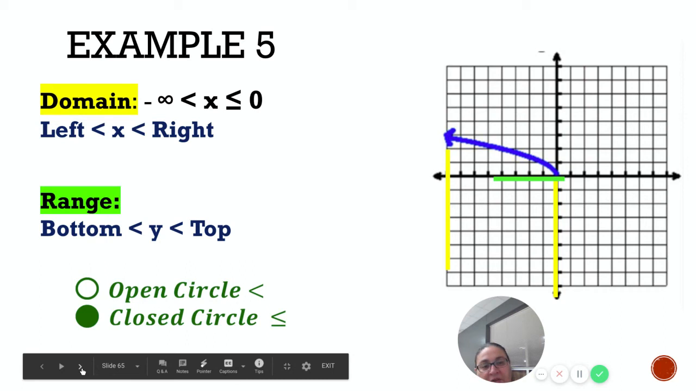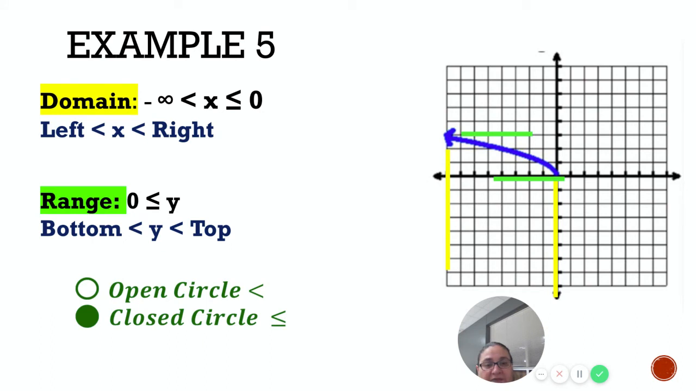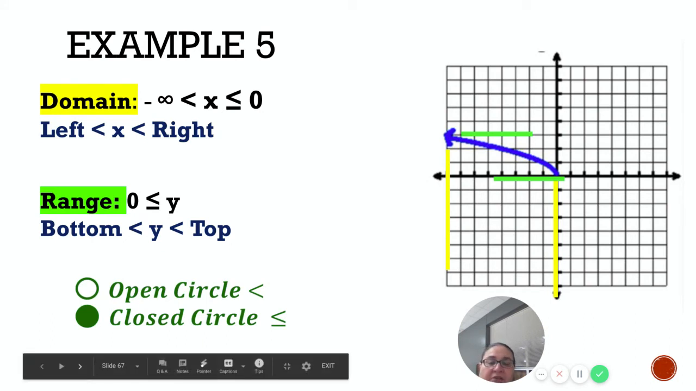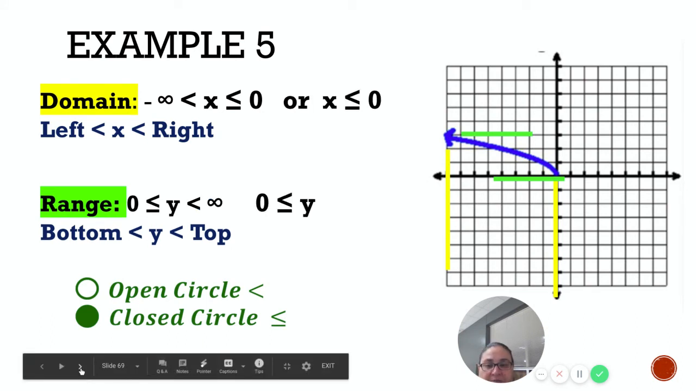From bottom to top, the lowest that the graph hits is also 0 on the y-axis. And because there's no open circle, I would put 0 is less than or equal to y. And the highest that it hits is an arrow. And since it's hitting the arrow in the positive direction on the y, it would be less than infinity.